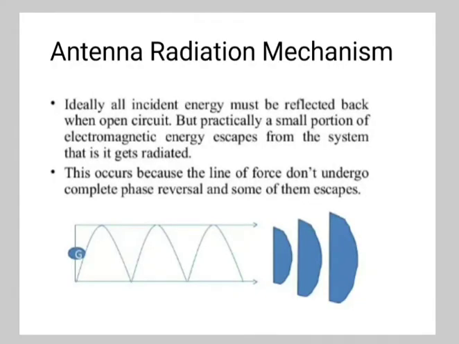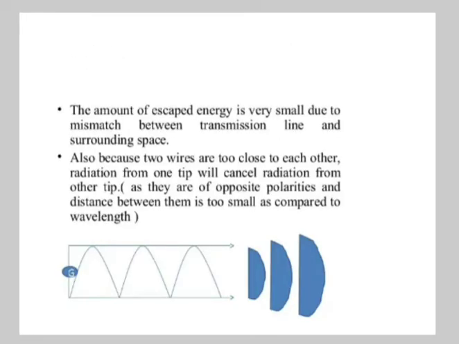So, what is antenna radiation mechanism? Ideally, all incident energy must be reflected back when open circuit, but practically a small portion of the electromagnetic energy escapes from the system. That is, it gets radiated, and it occurs because the lines of force don't undergo a complete phase reversal, and some of them escape. Then the amount of escaped energy is very small due to the mismatch between the transmission line and surrounding space.